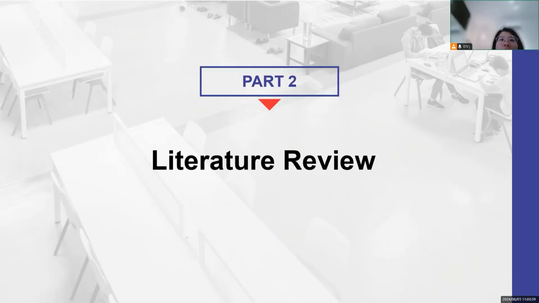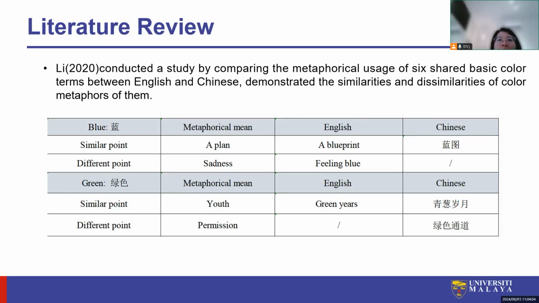Okay, now I will briefly introduce the literature review part and examples. For most people, color is an essential component of their perception of the world. It's not difficult for us to find that there are a great number of studies which are focused on color words, while they were from quite different aspects. Lee 2020 conducted a study by comparing the metaphorical usage of several shared basic color terms between English and Chinese, trying to show the similarities and the dissimilarities between them.